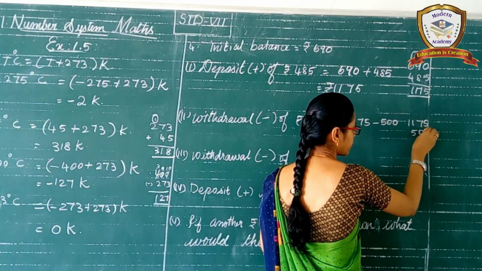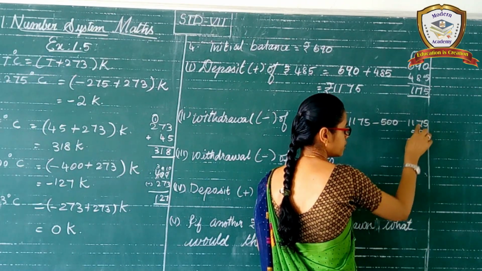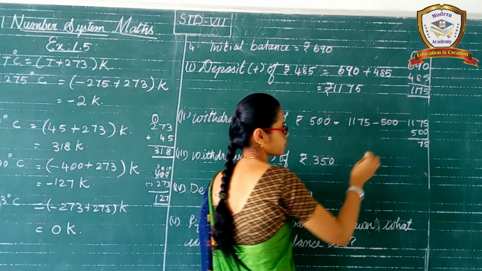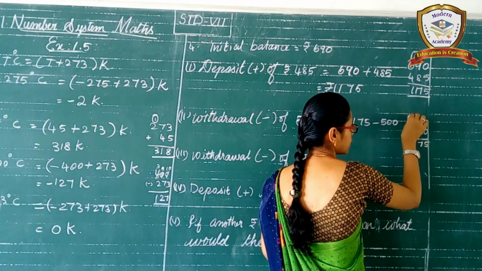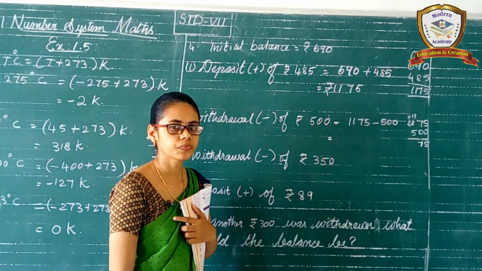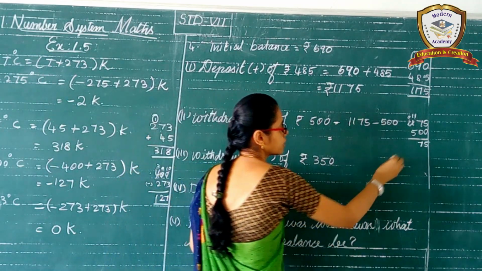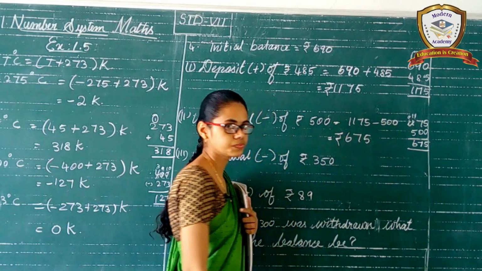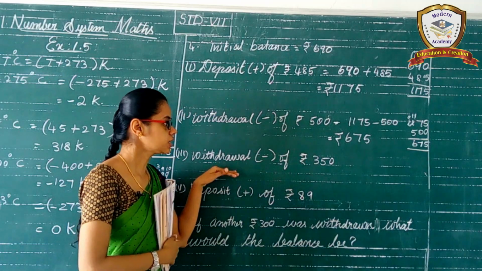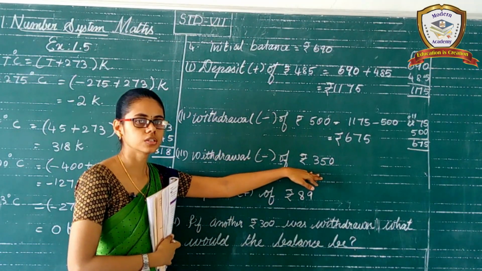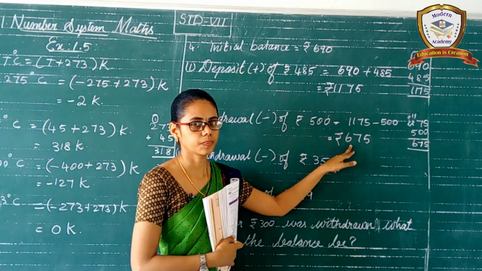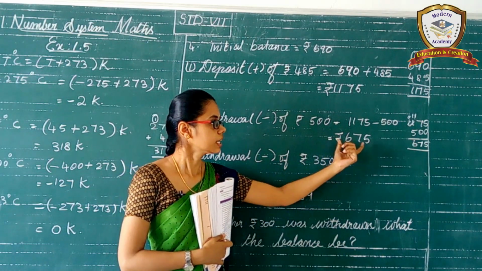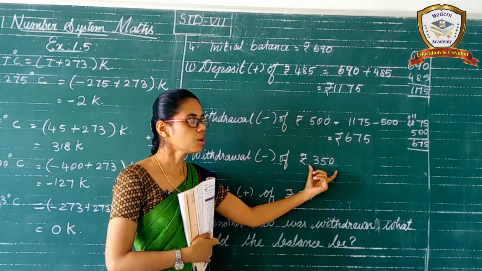So subtract. 1175 subtract 500. So 5 minus 0, 5. 7 minus 0, 7. 1 minus 5, it can't subtract. So you can borrow the next one. So here 11, here 0. 11 minus 5, 6. So final amount 675. So rupees 675. Okay, next third question. Again he will withdraw how much amount? 350 from 675. Okay, this much amount withdrawn.